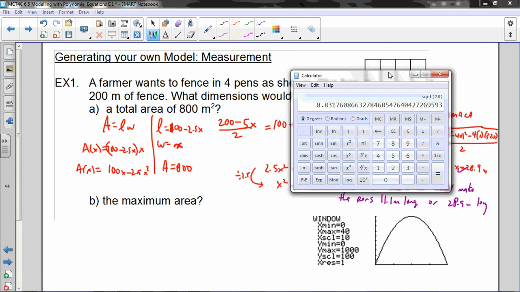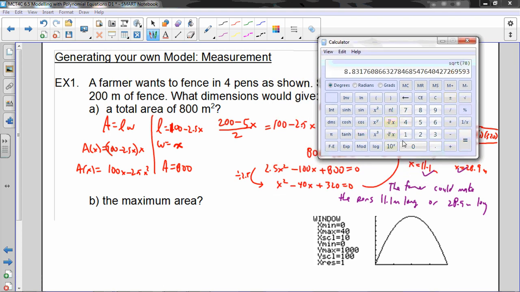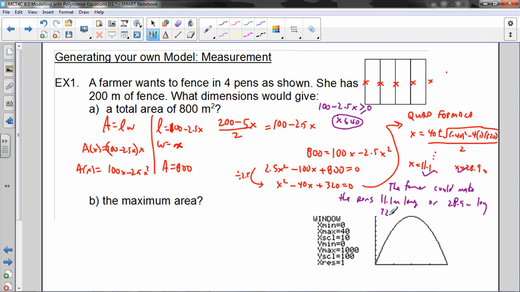Where's my calculator? Substitute that back in there. I got 200. Clear. 100 minus 2.5 times x, which is 11.1, gives 72.3 meters wide. And notice maybe I should have these words switched here, but you get the idea. This is 11.1 and this is 70.6, or this other value might work as well.